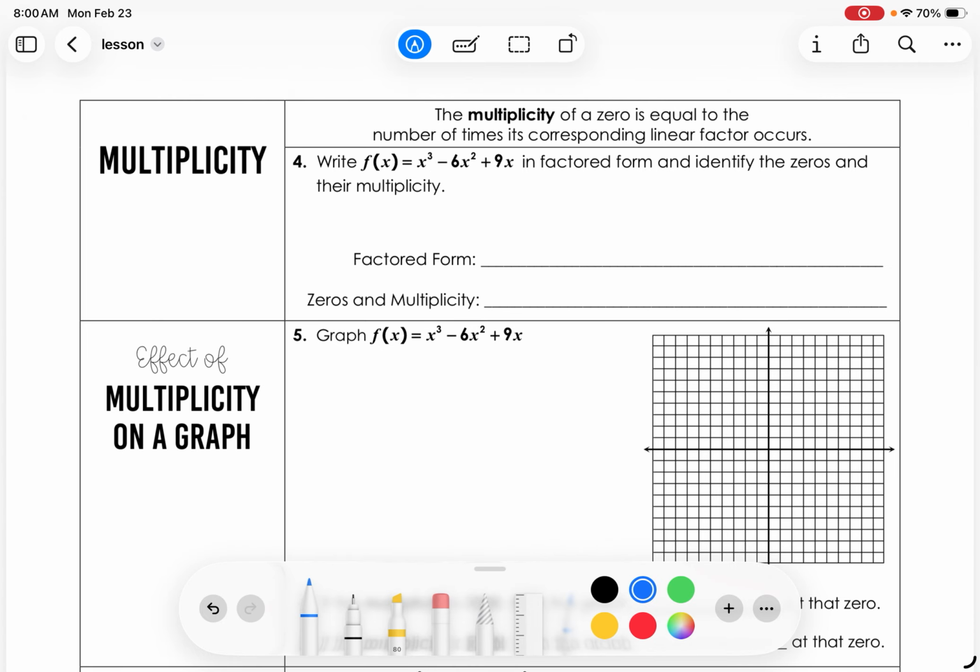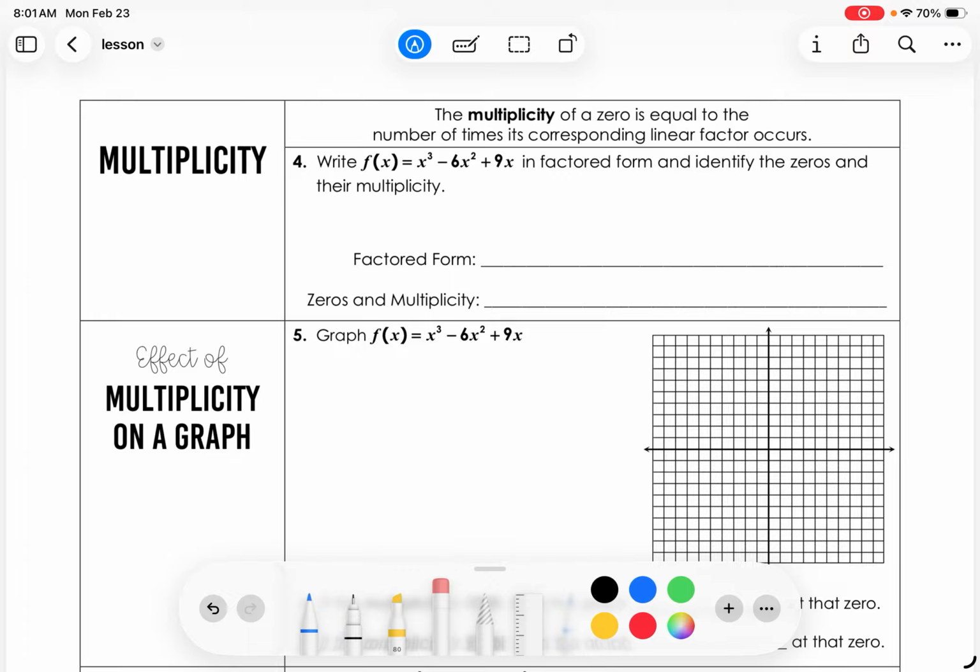Now, multiplicity describes how many times a zero appears in a factor, okay? The number of times it corresponds to the linear function. So let's take this first one and let's factor it out.